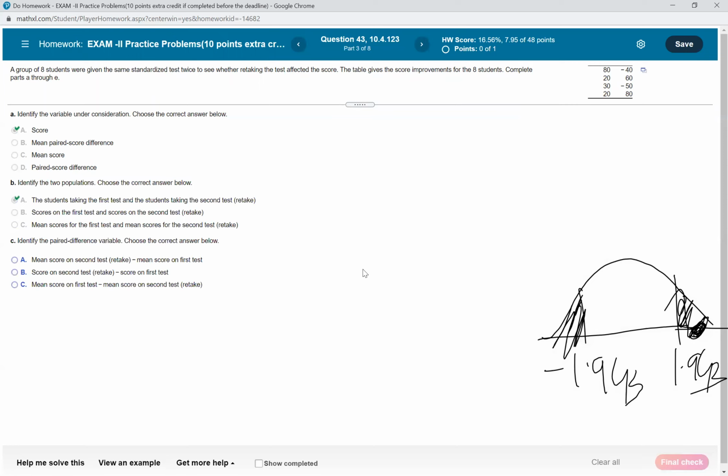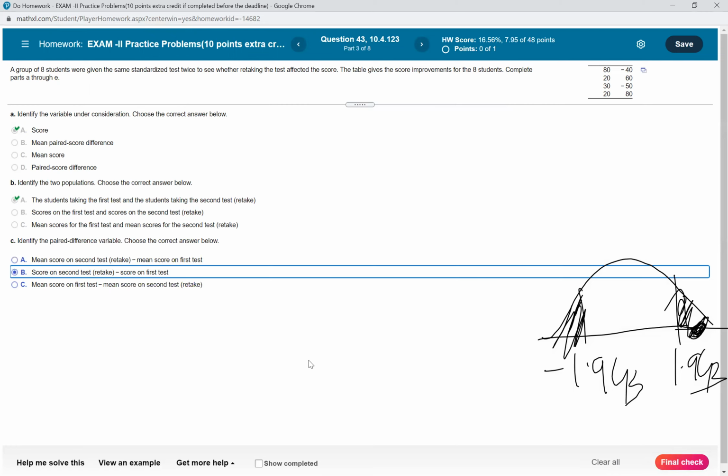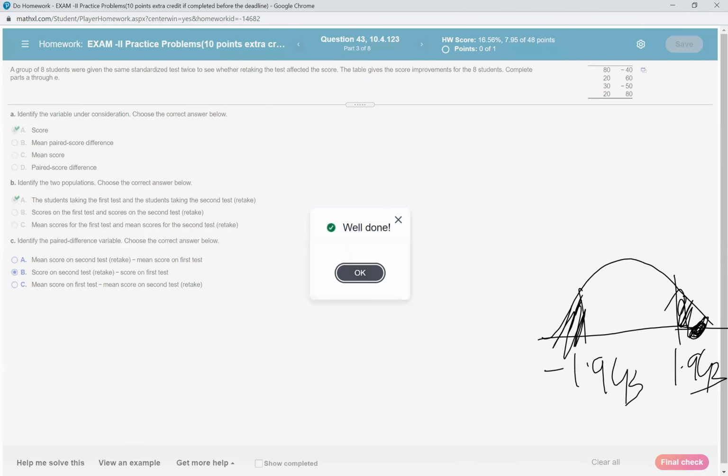Identify the paired difference variable and choose the correct answer below. So what is the difference variable? Difference of the score, right? So that's the score on the second test minus the score on the first test. Yeah, so you can do it like this, the second test minus the first test.